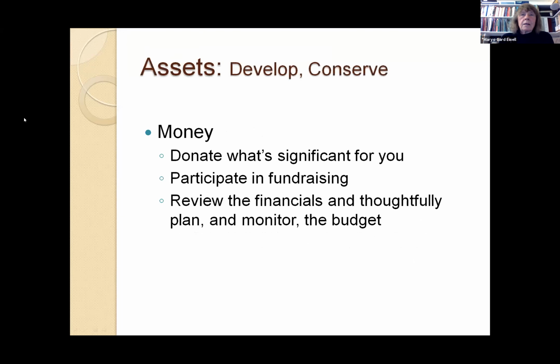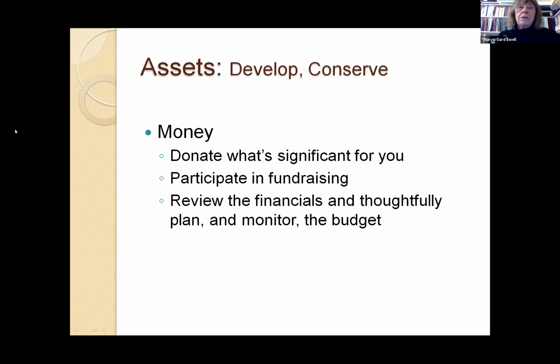My next A, develop and conserve your assets. And of course, we all think of money first, which is big. So you're going to want to donate an amount that's significant to you. Whatever your financial situation, significant is going to mean something different. That's a good thing. But donate something significant to you.